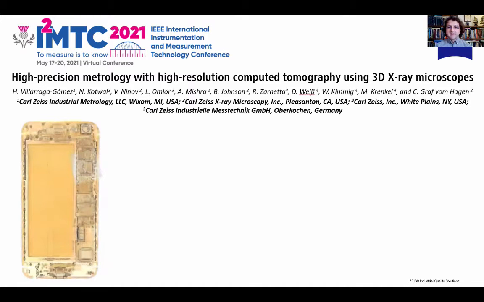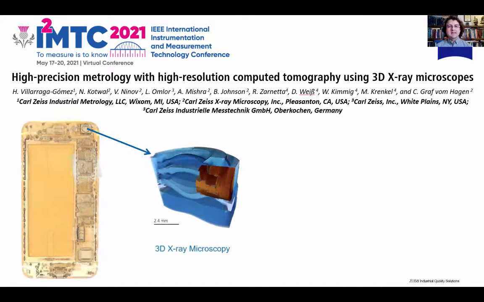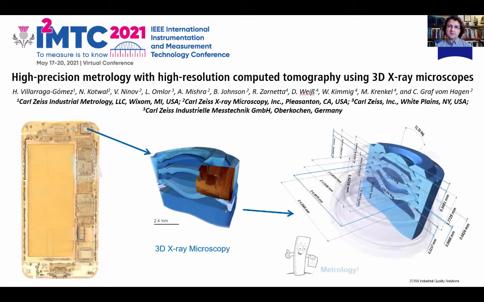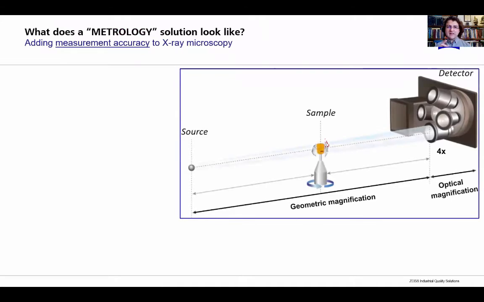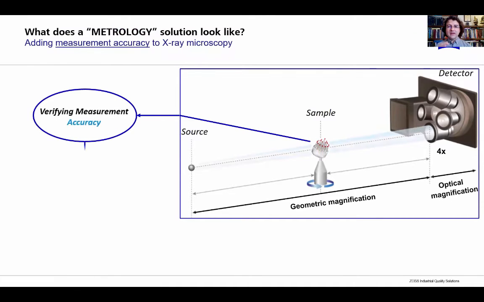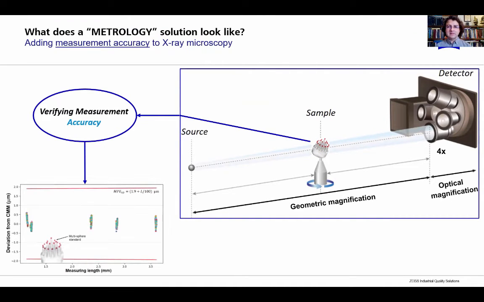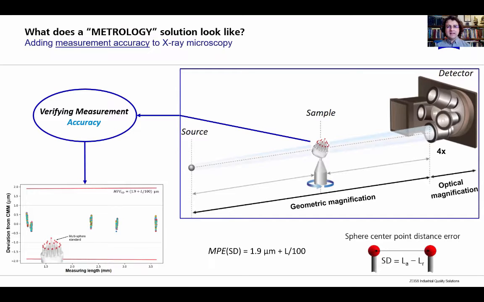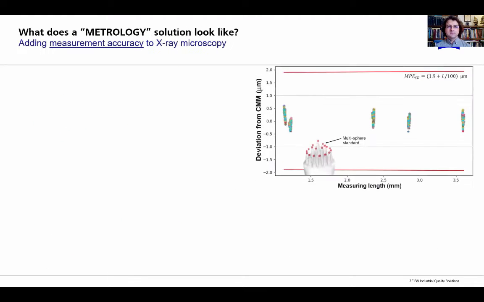Let me ask this. Can we use high-resolution 3D X-ray microscopes to obtain highly accurate dimensional measurements? The answer is yes, because at Zeiss, we just created a solution that combines X-ray microscopy with metrology. We use a very small multisphere phantom to verify the accuracy of 3D X-ray microscopes from a comparison of CT dimensional measurements with reference data provided by a National Institute of Metrology.